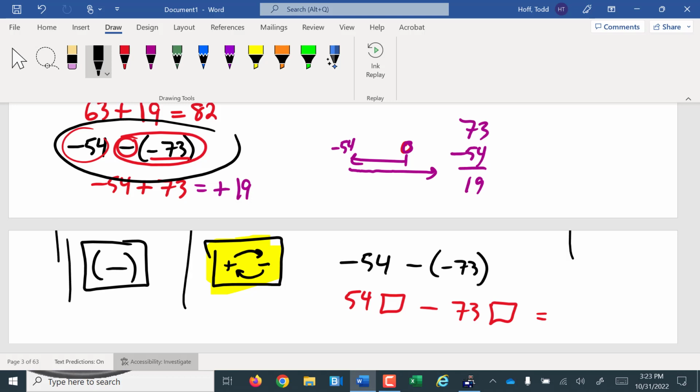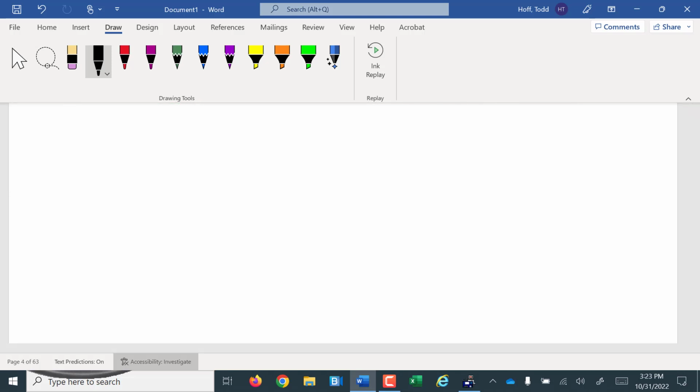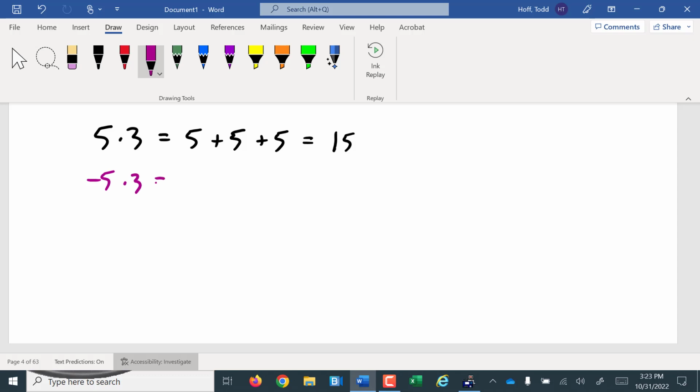Multiplication and division are the ones that most people just have the rules memorized for, and I'm okay with that. But let's just show you where the rule comes from. For multiplication, we've talked about 3 times 5 is just repeated addition. 5 times 3 means we have 3 5s added together, giving us 15. Well, if that's the case, then negative 5 times 3 is easy enough to figure out. We have 3 negative 5s added together, which is negative 15.